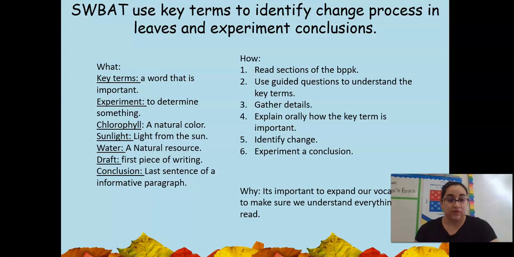So we do have chlorophyll, that it's a natural pigment that leaves have. Then we have sunlight, light from the sun, that is very important to our leaves. We have water, that is also important to our plants, and that's a natural resource. It's even important for us. We have a draft, that's a first piece of writing. And of course, we have conclusions, and that is the last sentence of an informative paragraph, and it reinforces the essential idea. That's what a conclusion is.